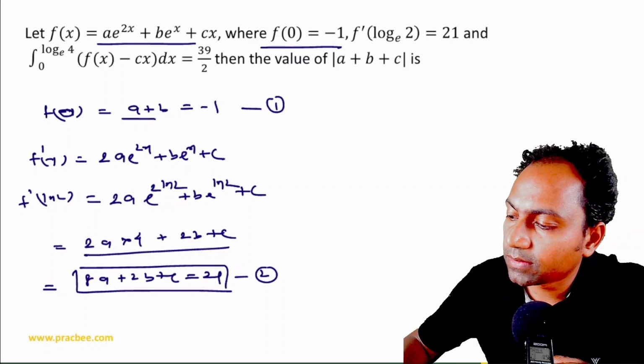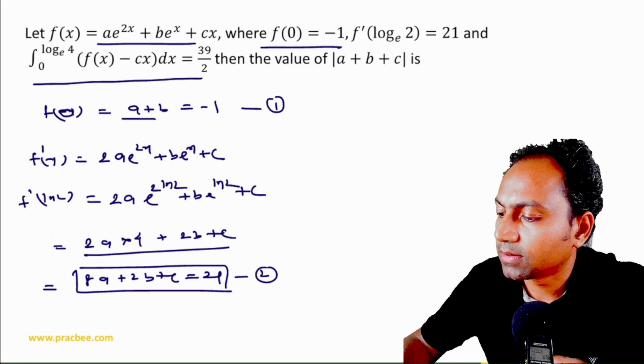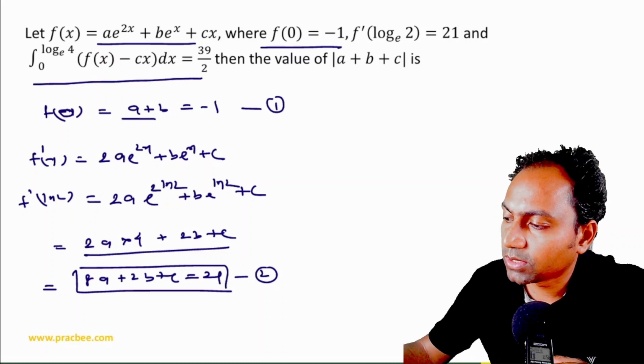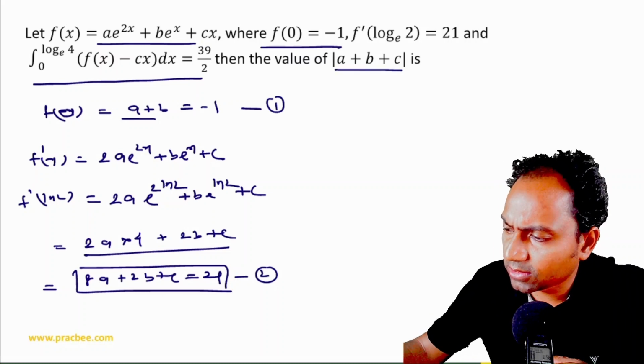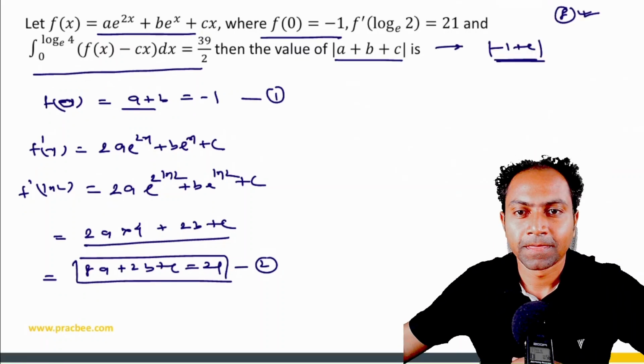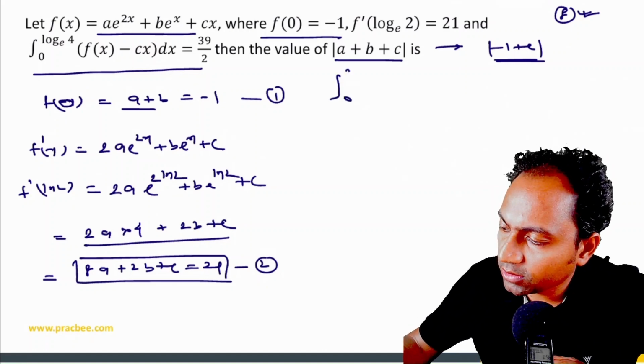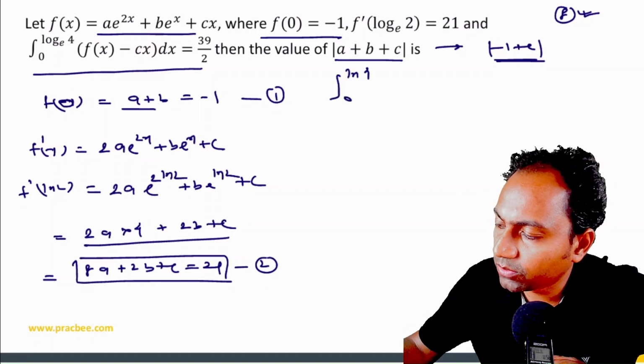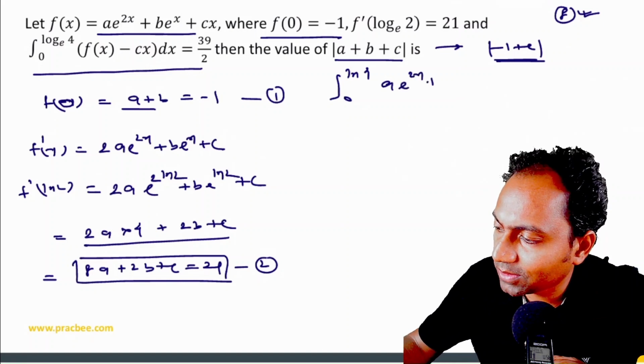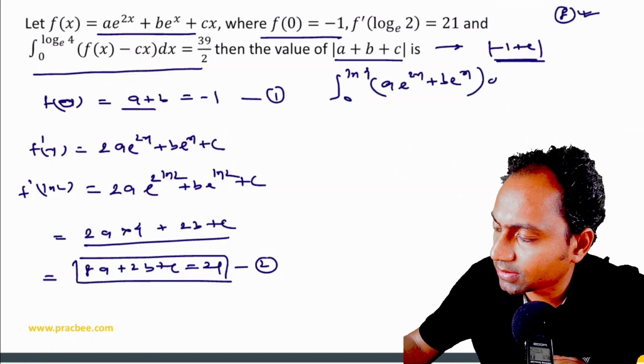And then what they're saying is this integral will also have this value. And what they want us to tell is nothing but the value of a plus b plus c. Now if I do the third part of the condition, what I've got is the integral from 0 to ln 4 of a e raised to the power 2x plus b e raised to the power x dx. This is nothing but given as 39 by 2.